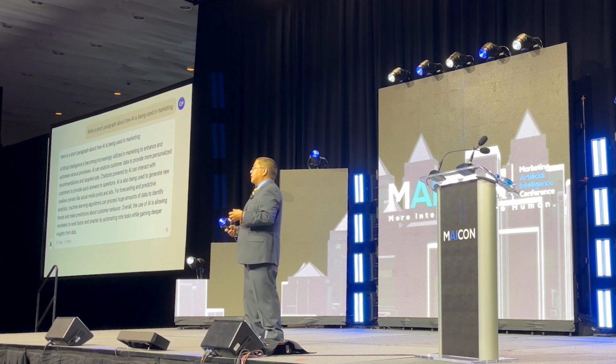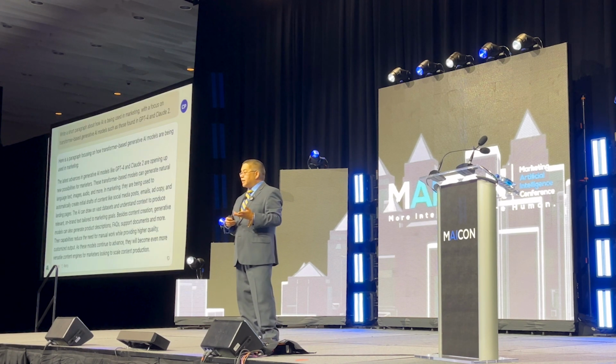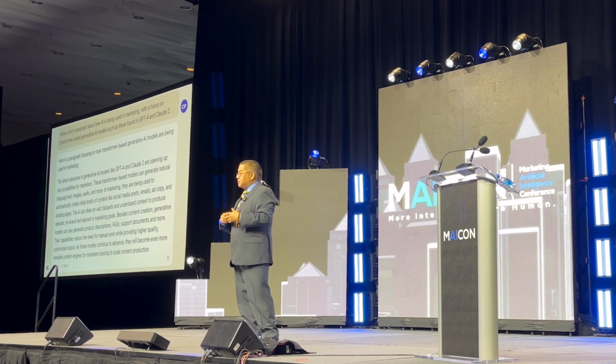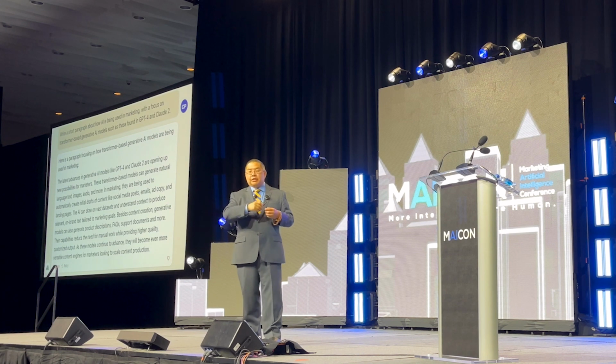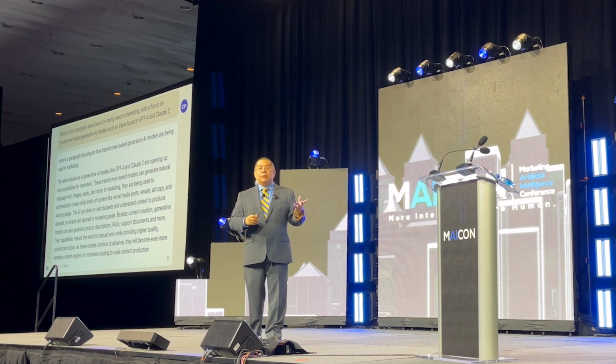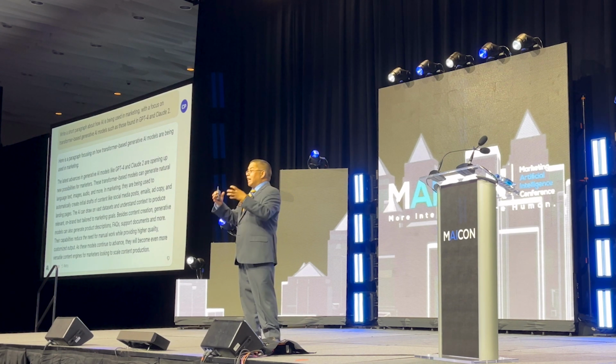And this is what it spits out. It's generic. If I say, write a short paragraph about how AI is being used in marketing with a focus on transformer-based generative AI, such as those found in GPT-4 and Claude 2, now the text changes. Why? I gave it more words.